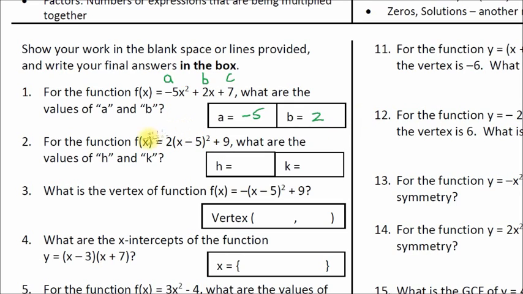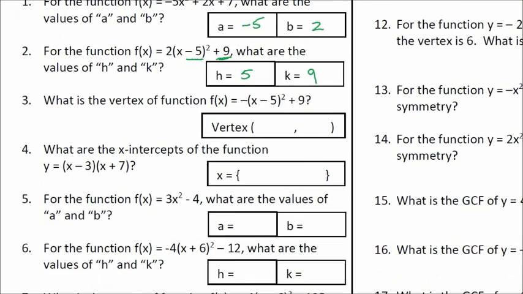Question number 2. For the function f of x equals 2 times x minus 5 squared plus 9, what are the values of h and k? Now on this particular quadratic we are in vertex form. We have a binomial squared, so it's vertex form. That means the h value is inside the parentheses, the k value is outside. And remember class, when we pull h out of a vertex form we always flip the sign. We see a negative 5, that means h is positive 5. And the k value we keep, that is positive 9. It stays positive 9.